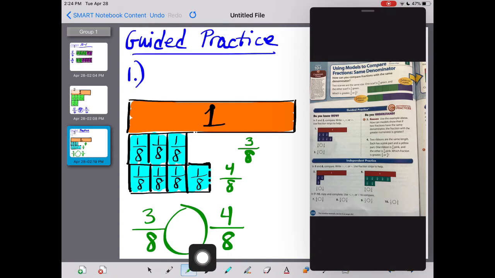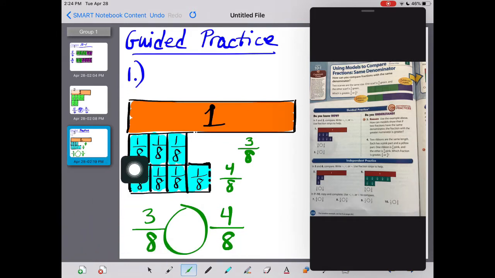The other thing you want to make sure you're considering is, is this scarf the same size as this scarf, or this whole thing? Very important that you are comparing the same size of the whole. Remember, what if you had one giant scarf and one tiny scarf? That wouldn't be fair. So we need to make sure that the whole is the same. In this case, it is.